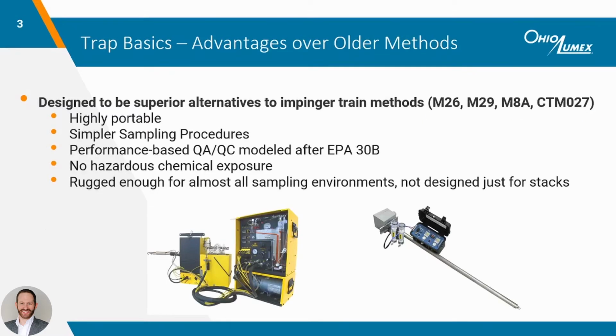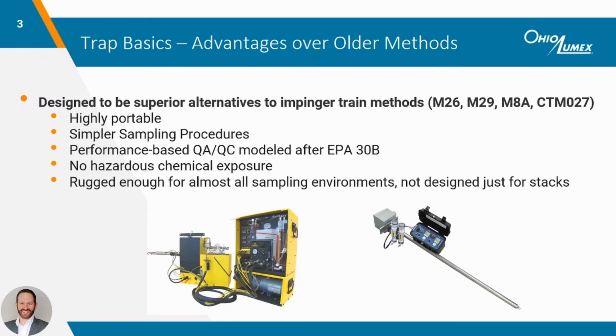Ohio Lumex has focused on developing sorbent trap methods because they provide several advantages over older methods, particularly methods that require the use of impinger trains such as methods 26, 29, 8A, and CTM-027. Sorbent trap sampling equipment is much more portable than these impinger-based methods since the required equipment is much more compact. A complete trap sampling system can be assembled within a couple of minutes, and a sampling technician can move the entire system from one location to another in a single trip.